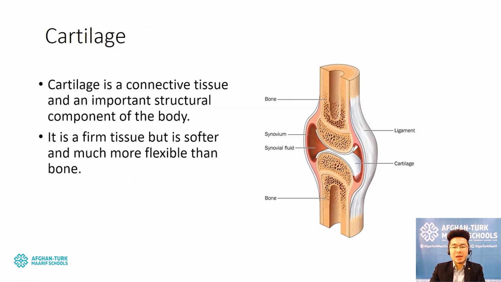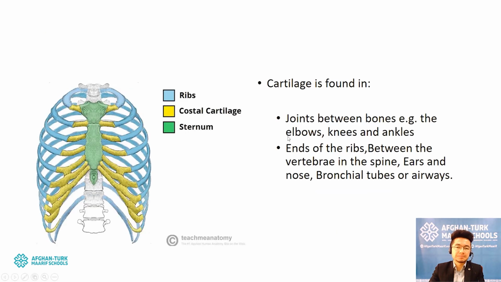Cartilage is another part of our lesson. Cartilage is a kind of connective tissue which is a very important structural component for our body. It is also firm, but not as firm as our bones are. It is a kind of flexible, and that is why it is mostly used inside the joints.